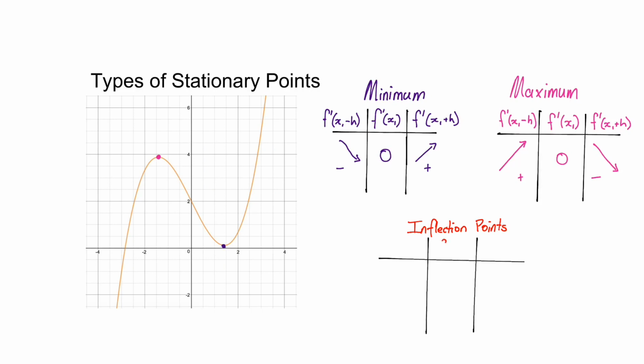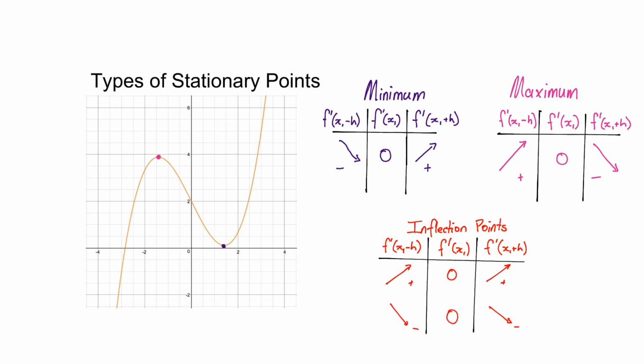Again, as always, we're writing in our original stationary point, and that's going to be equal to 0. And we're going to, again, look at 2 points either side of it. So our f'(x1 plus h), and our f'(x1 minus h). So we've seen that a maximum and a minimum have a gradient either side that are opposite. An inflection point has the derivative the same on either side of the point. So we can have a positive and a positive, and a negative and a negative.